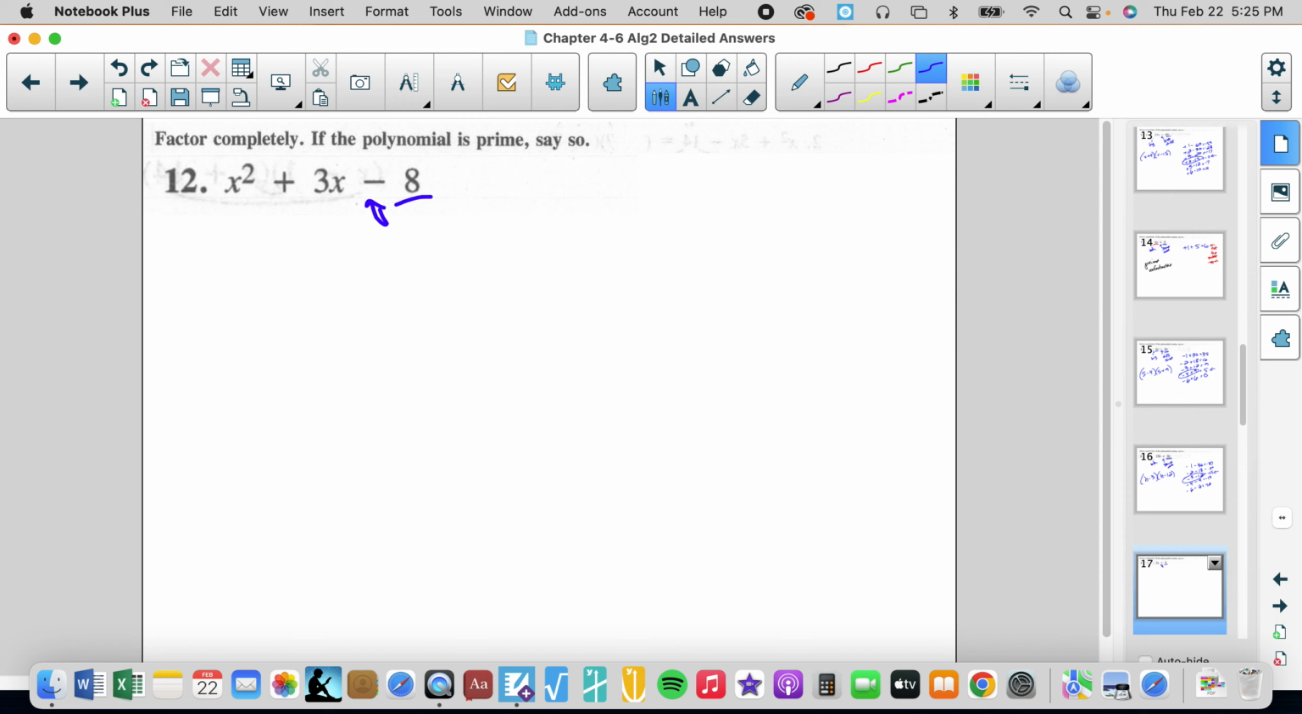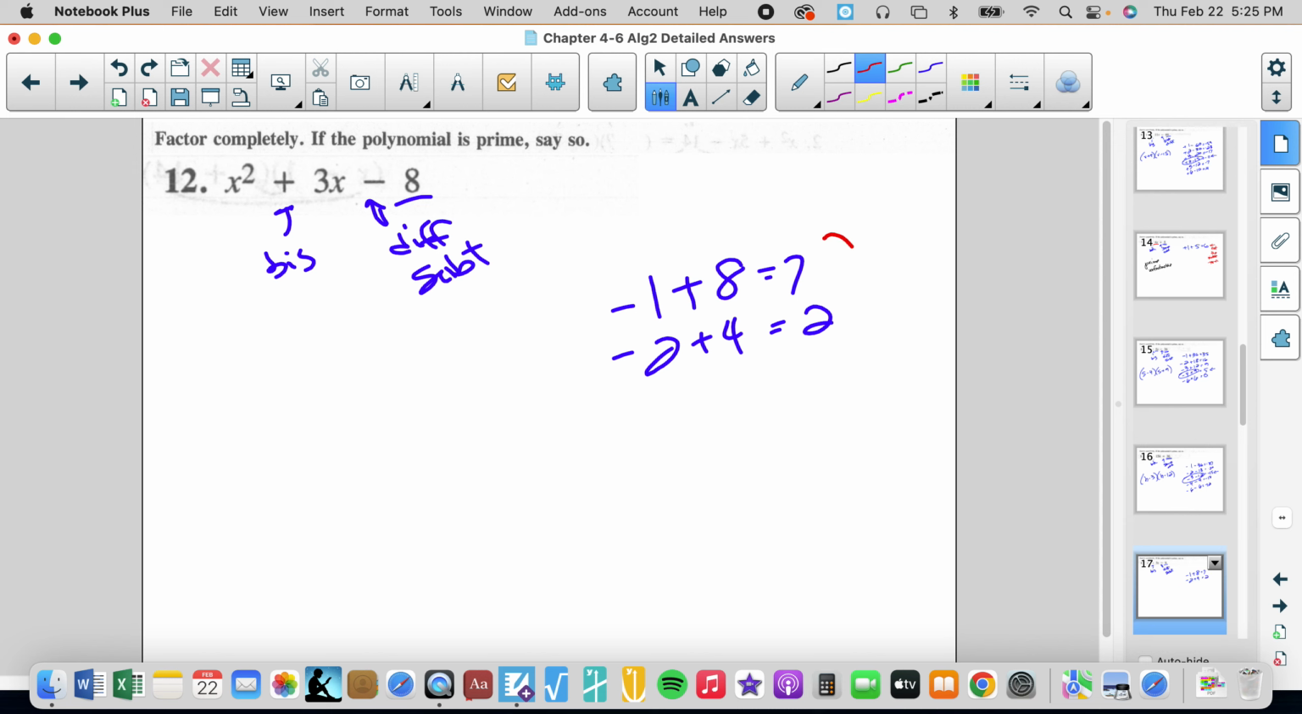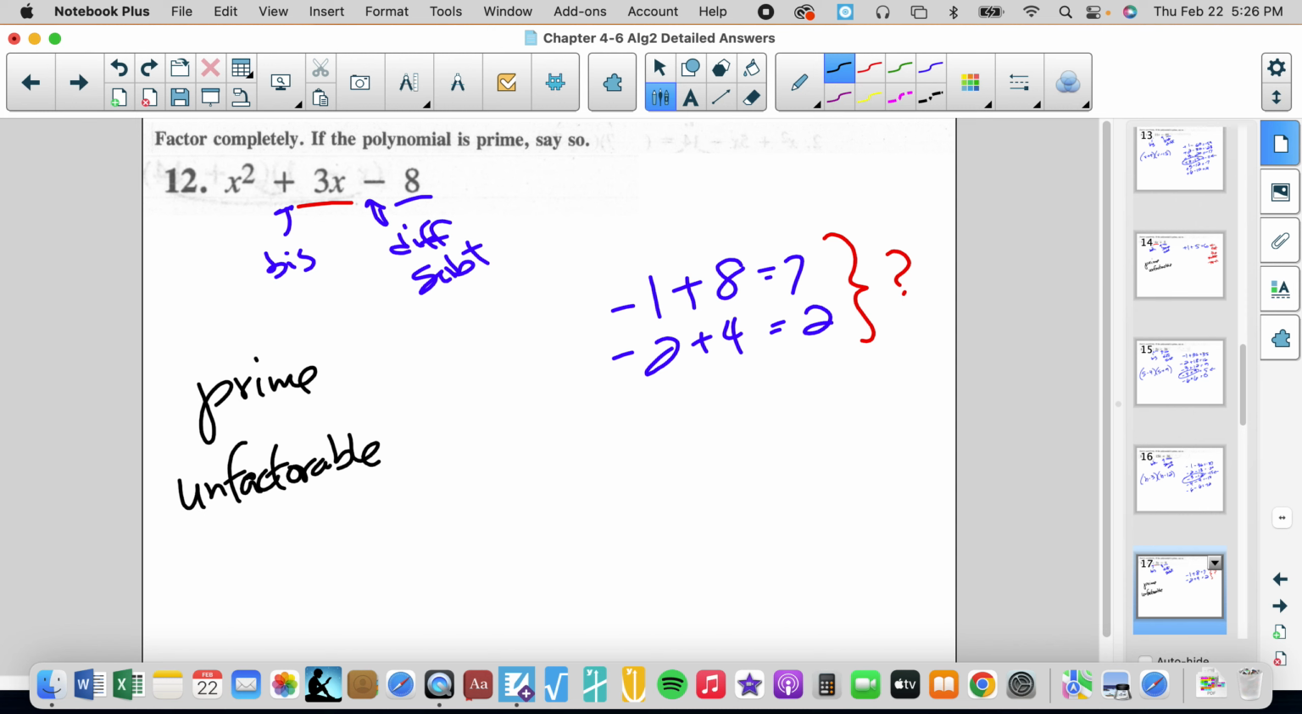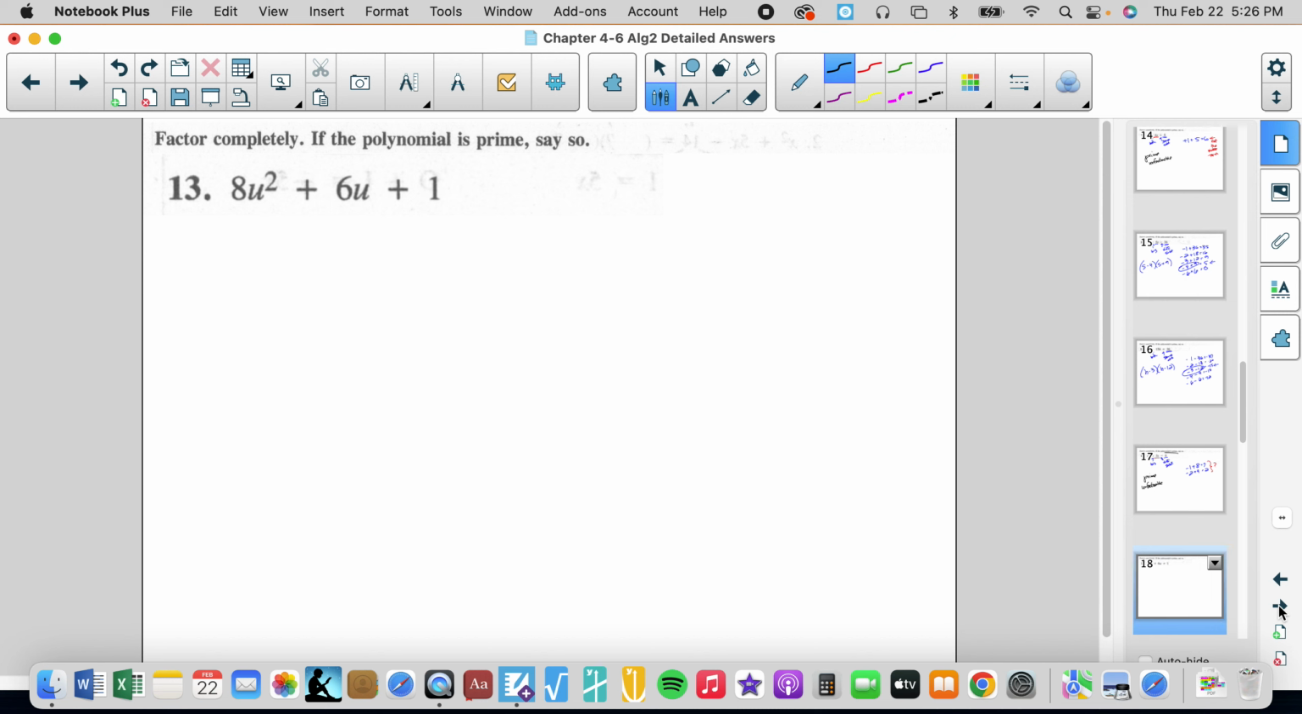Factors of 8 when subtracted. My signs are going to be different, which makes me subtract the 2, and the bigger is positive. 1 and 8, 2 and 4. Signs are different. Bigger's positive. That's going to give me 7 and 2. Neither is equal to my middle. So this is prime, or sometimes they say unfactorable. Oh, if the polynomial's prime, say so. Yeah, okay, good. Glad I'm following directions. All right.